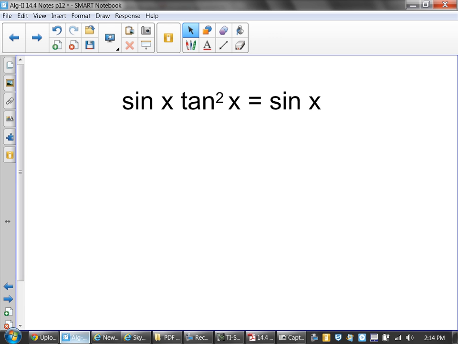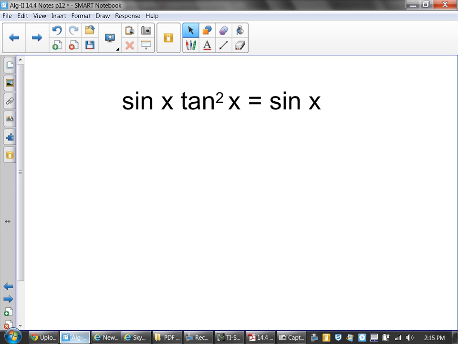Now let's make it weird. You know what? When you're doing these types of problems where you're solving the inverse stuff, I would write down my x, because that's my unknown, that's my variable, because I'm not simplifying anything here. So I have sine of x times tangent squared of x equals sine of x.